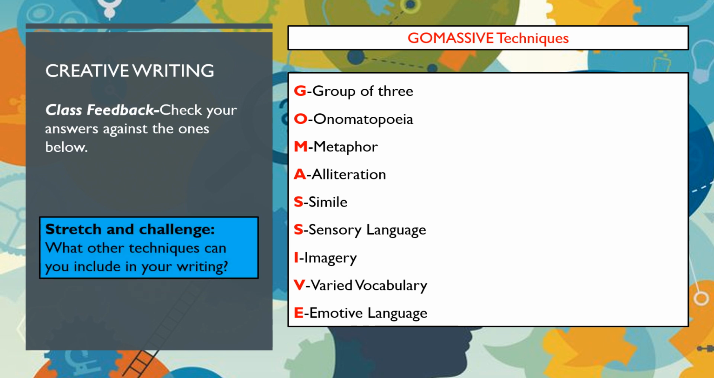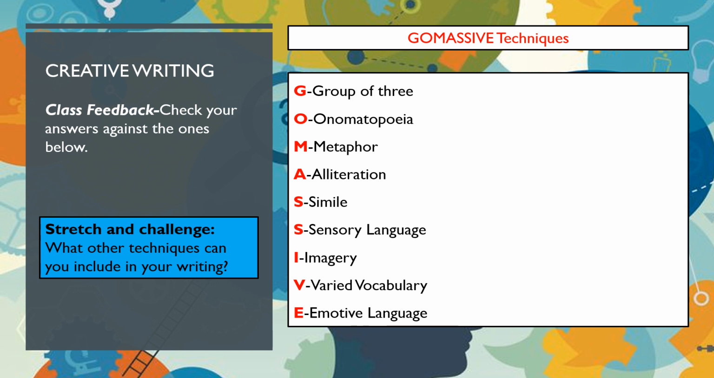Another thing to think about is to try and stretch and challenge yourself. What other techniques can you include in your writing? This doesn't include every single language technique that will be helpful in your writing. These are just a few that will help you to make sure that you get at least a 4 or even a 5 within your assessment. When it comes to planning your response, I'm not a big believer in a plan because you don't get any additional marks for it. However, it can be helpful to write Go Massive down the side of your page.